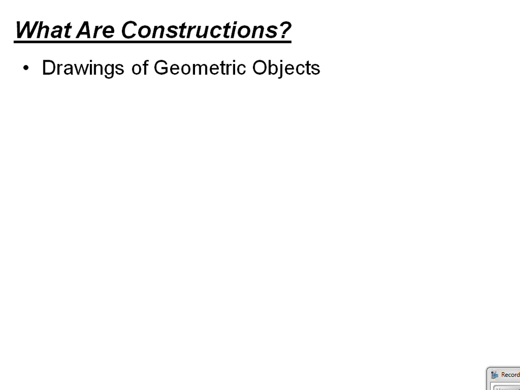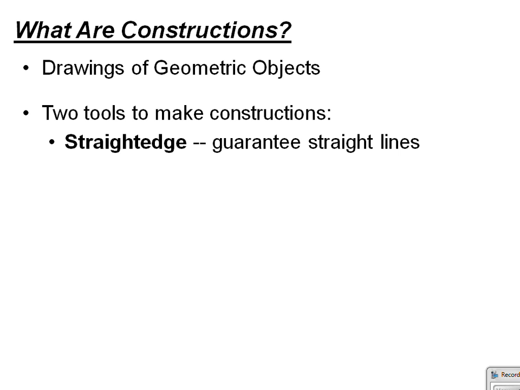Before we get to those rules, though, first let's discuss the tools that we use for drawing. Now, first, we use a straight edge. And a straight edge could be anything that has a straight edge, whether it's a ruler or the edge of your protractor or even the edge of a book. But the only reason why we use straight edges is to guarantee straight lines, because we need to be able to draw straight lines when drawing constructions.